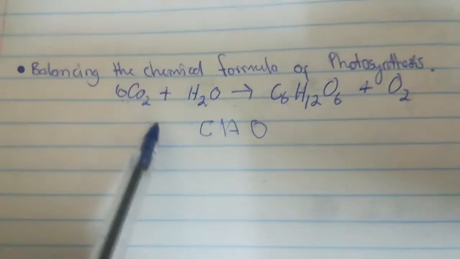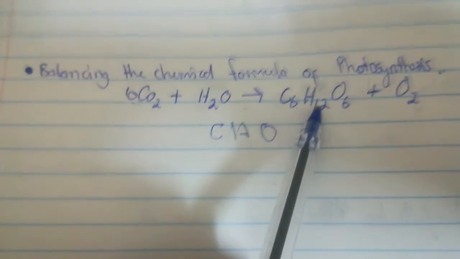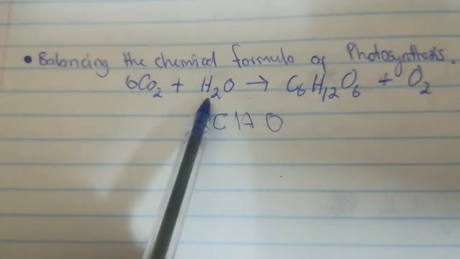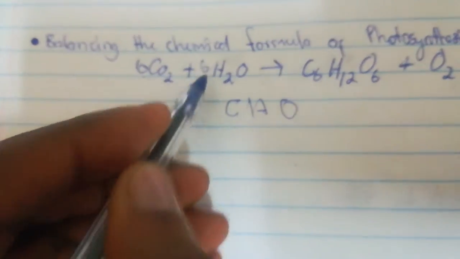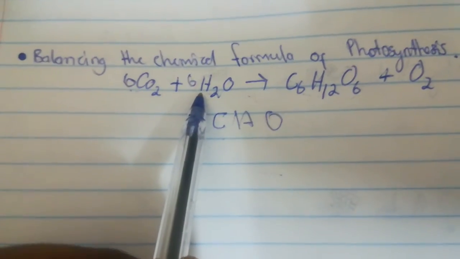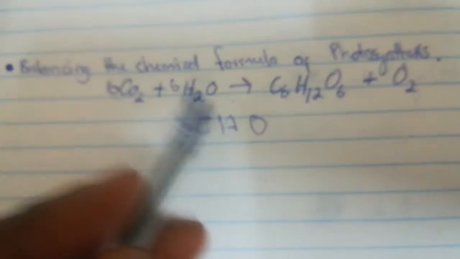Now we have to balance the hydrogens. Now the hydrogens are 2 on this side and inside are 12, so we just have to find that factor whereby we'll multiply by 2 and give us the factor 12. So we just have to write 6 here. Already we're having 12 hydrogen atoms on this side and we are having 12 hydrogen atoms on the right hand side. Now we have to balance the oxygens.